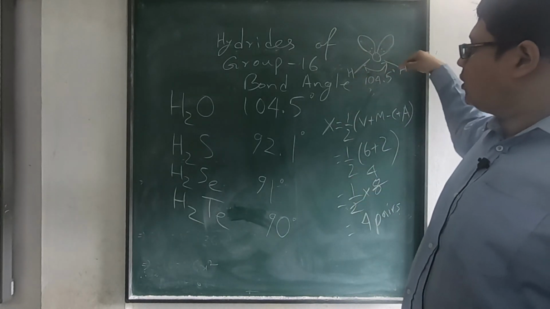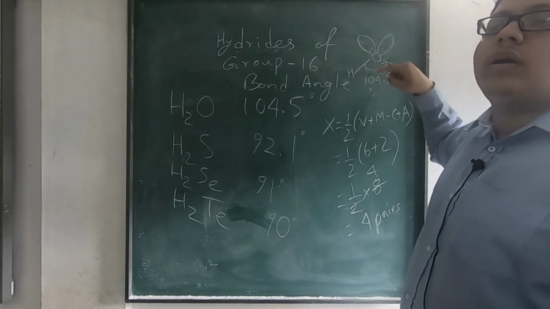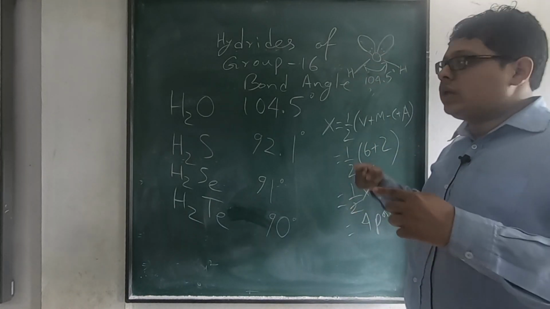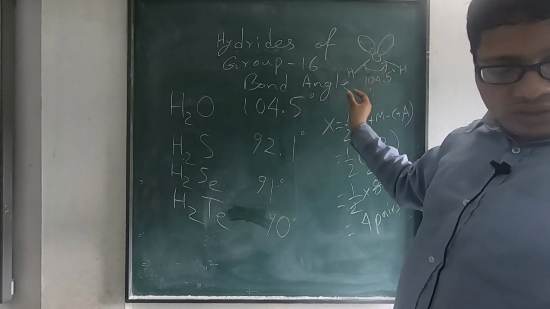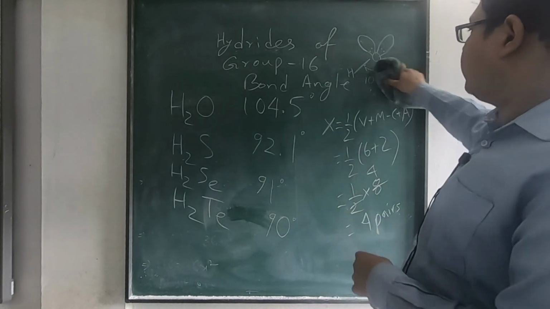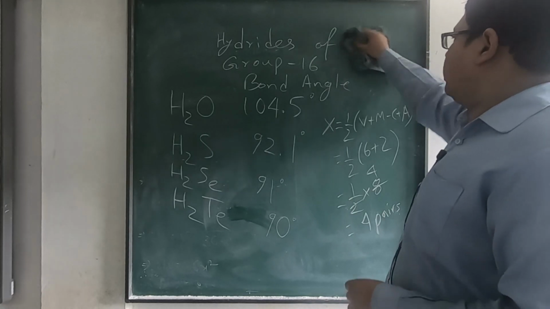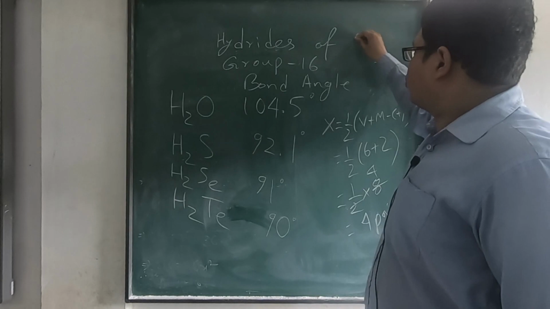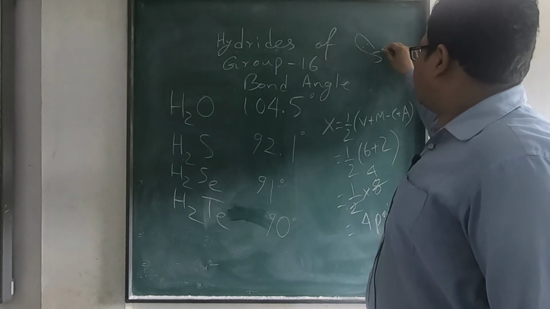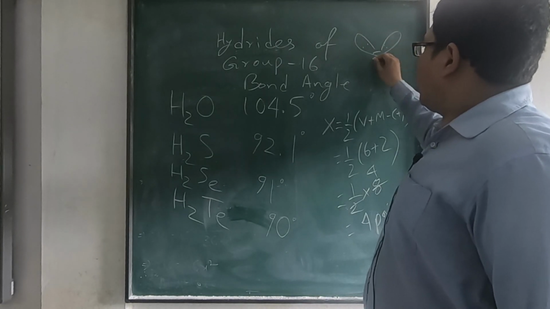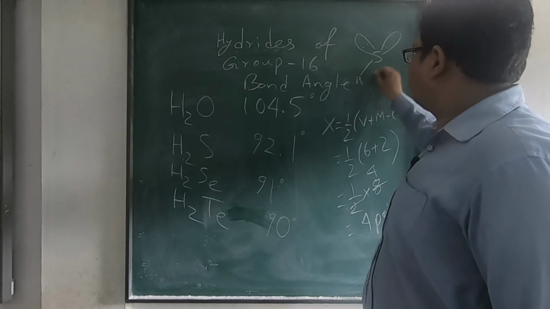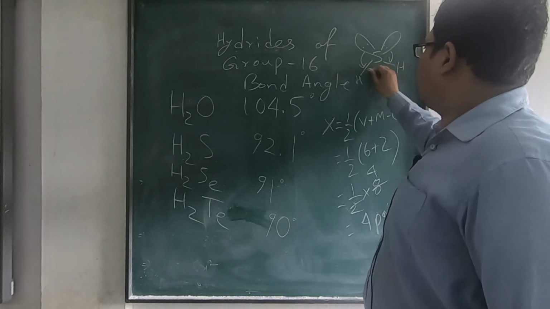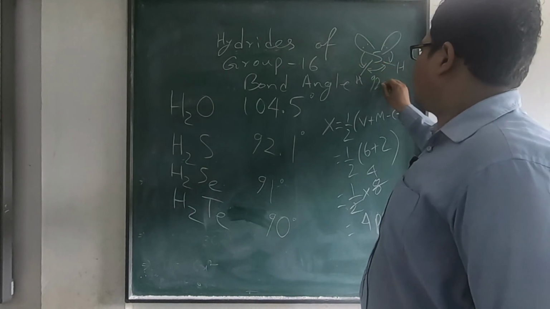It will repel the hydrogens, the bond pairs between oxygen and hydrogen, even more. As a result, the bond angle will shrink even more. It is of course not an accurate drawing, but let me just show you what I mean. These are the lone pairs, and because of the extra repulsion by the lone pairs, the bond angle becomes even smaller, to 92.1 degrees.